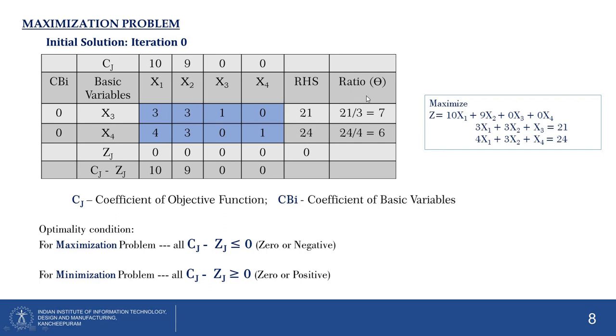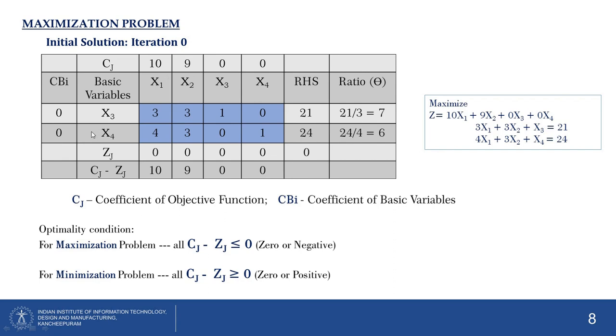Here I have to find the ratio. Ratio is nothing but RHS divided by the key column elements. So 21 divided by 3 equals 7, 24 divided by 4 equals 6. Here we have to choose the lowest ratio. For the maximization problem, all Cj minus Zj values should be 0 or negative. If it is positive, choose the highest positive value. Then this column is called the key column.